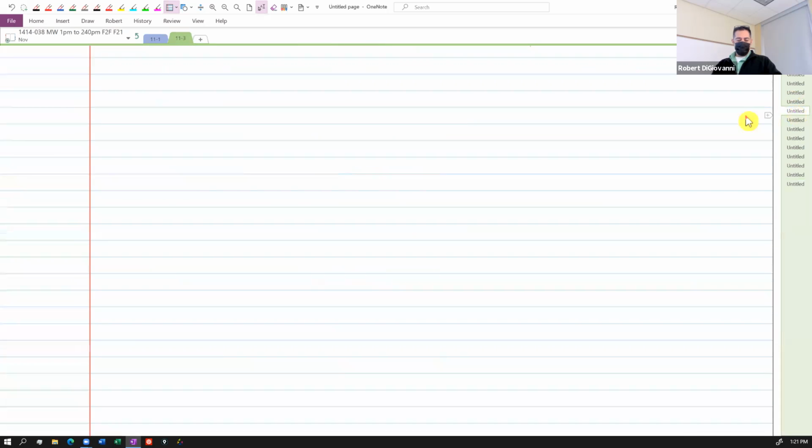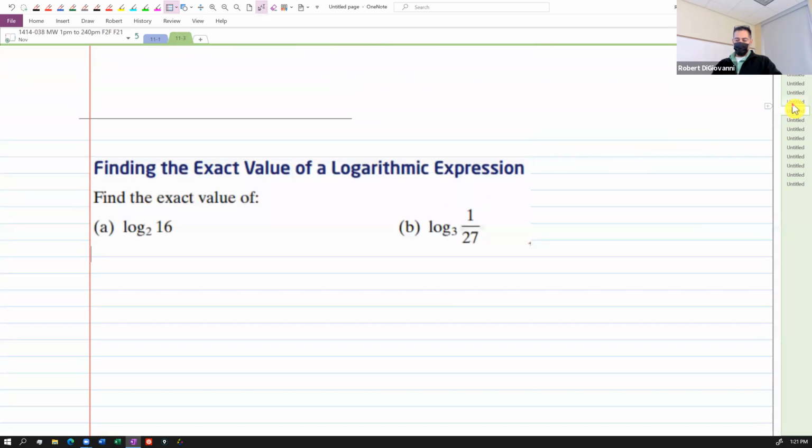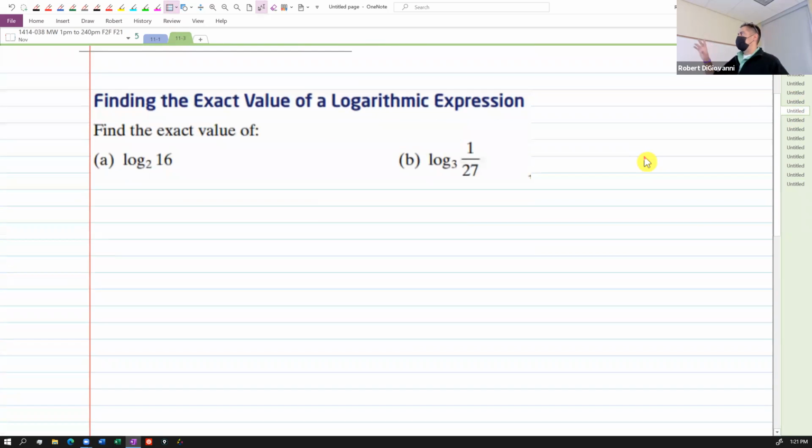So now the next thing. Since we now have this idea of this loop, we're going to work with the loop. We need to see what we can actually do to make sense out of this logarithm. So look at these examples. Find the exact value of this logarithmic expression. I'm going to start with this first one. It's saying log base 2 of 16. Notice there's no equal sign here. It's just asking me to figure out what log base 2 of 16 is.